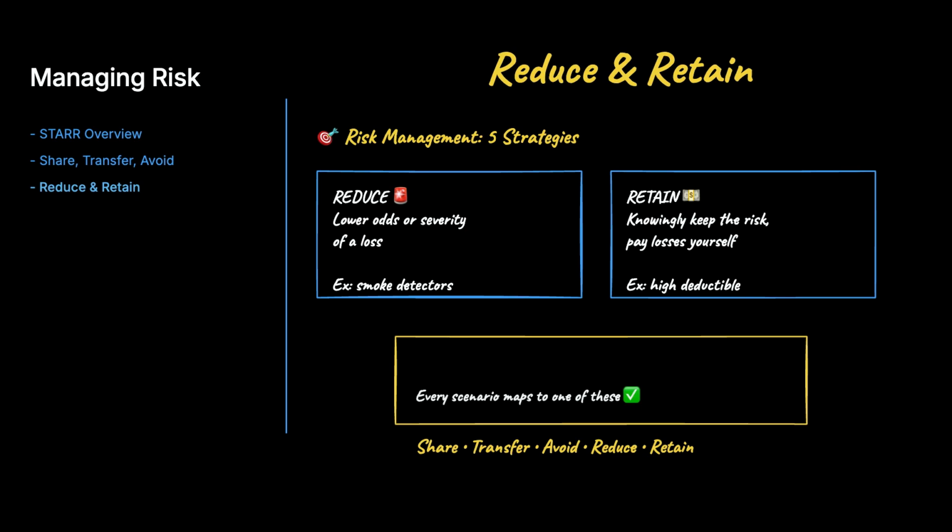The final R is retain, where you knowingly keep the risk and pay losses yourself. A high deductible is retention, absorbing the smaller hits.